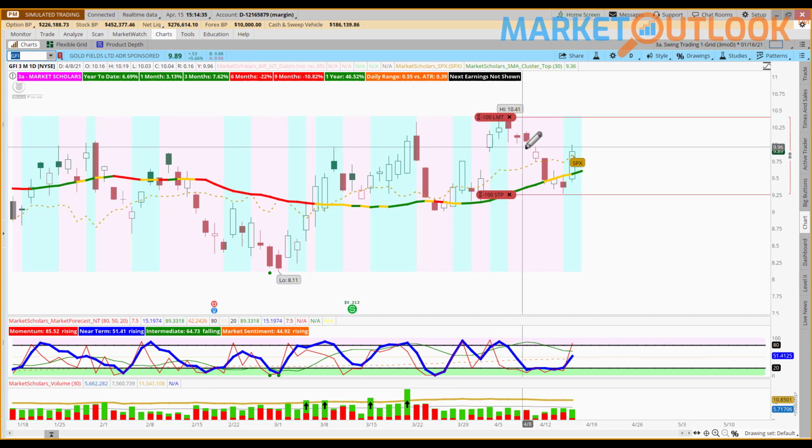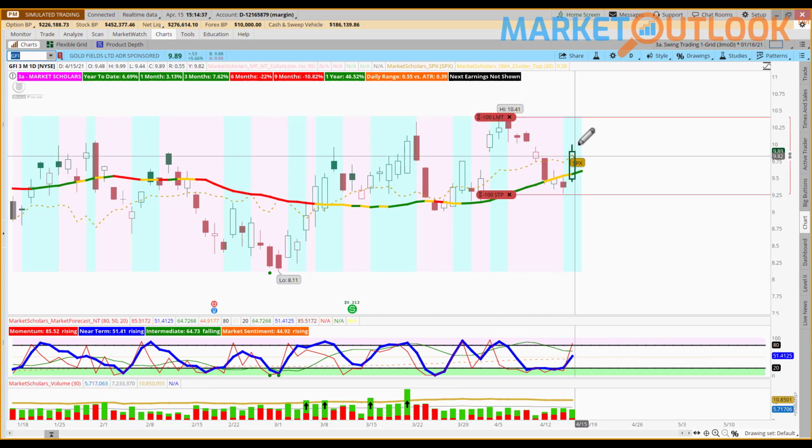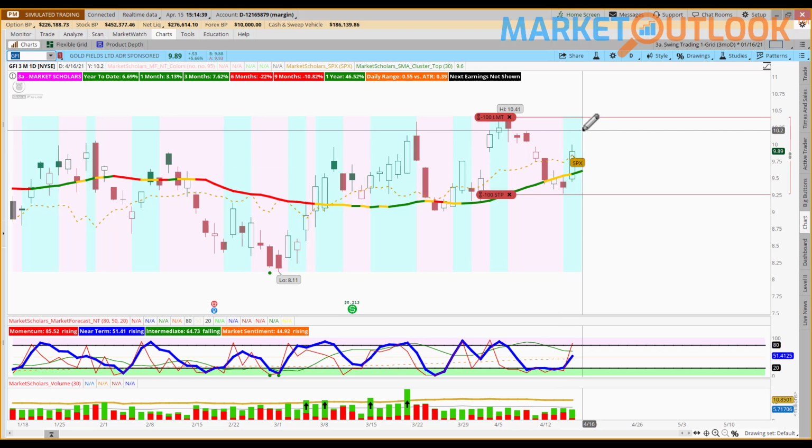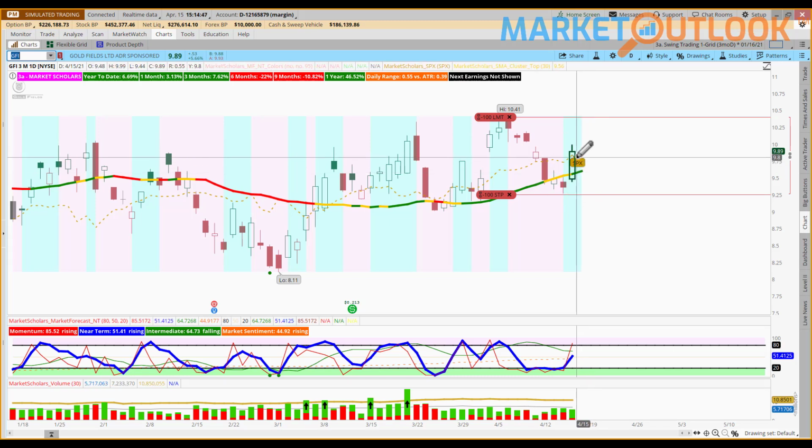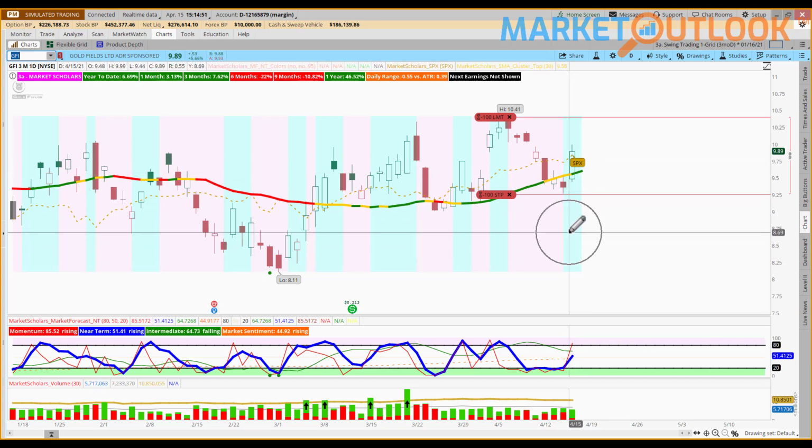Not only that, but it was bouncing nicely up and off of this rising moving average right here. And so that's a bullish sign. You can see the moving average itself change to that green color right there, signifying prices back above that rising moving average. Not only that, but you can see the background color of the chart is blue, signifying that the near-term posture is now bullish once again.